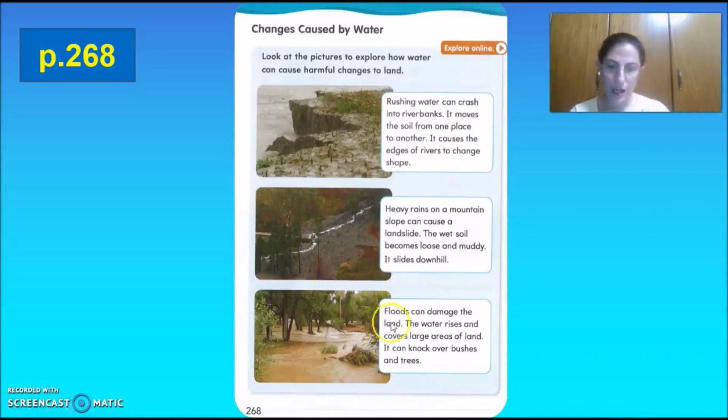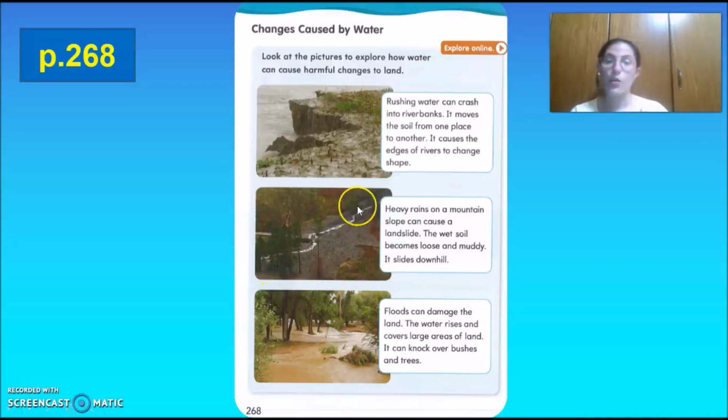Clear? And the third one, floods can damage the land. The water rises and covers large areas of land. It can knock over bushes and trees. Again, floods can damage the land. The water rises and covers large areas of land. It can knock over bushes and trees. So they're telling us that the floods can damage the land. How? How does the water of the floods cause a change to the land? What does it do? The water rises and overflows and covers large areas of land, and it can knock over the bushes and the trees and carry them away from one place to another, causing a change to the land.